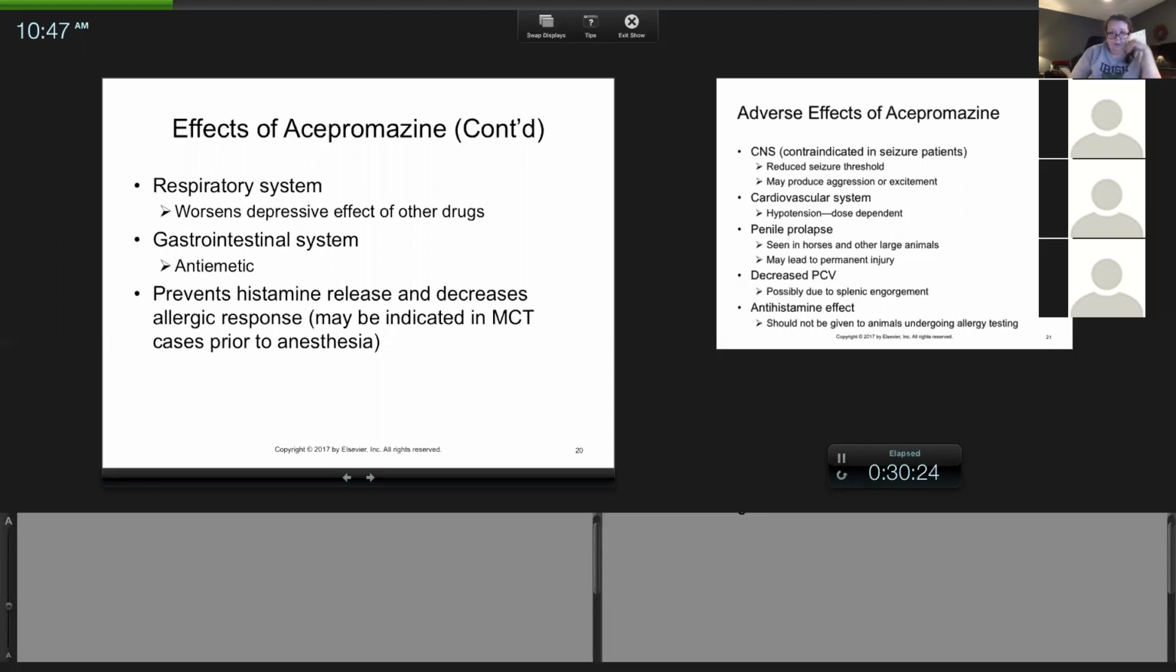Okay. The other thing that's nice is it prevents histamine release and it helps prevent allergic response. Again, I don't give this drug for allergies. You would give that dog Benadryl.